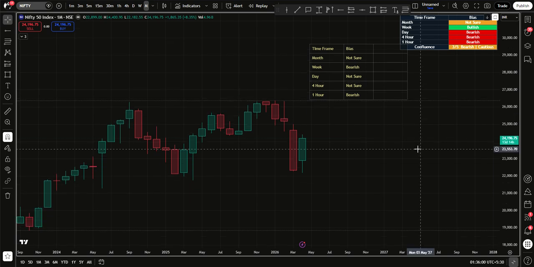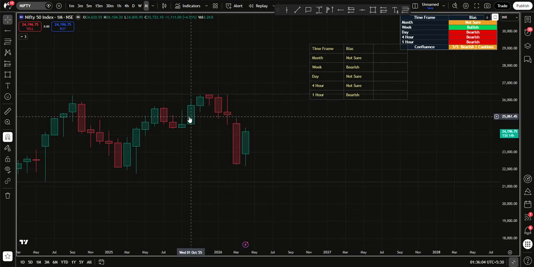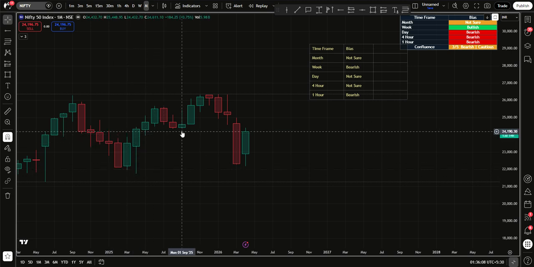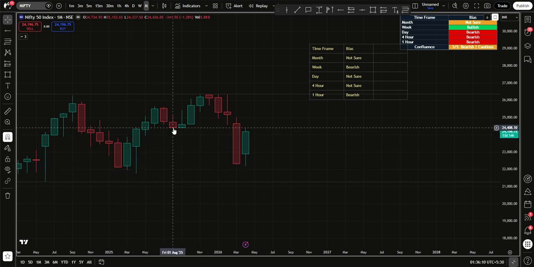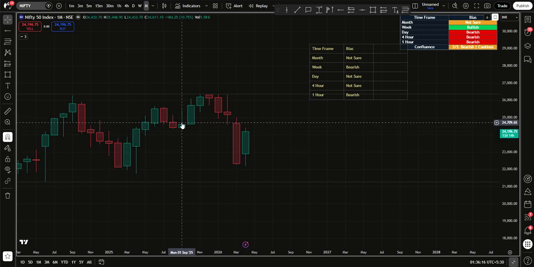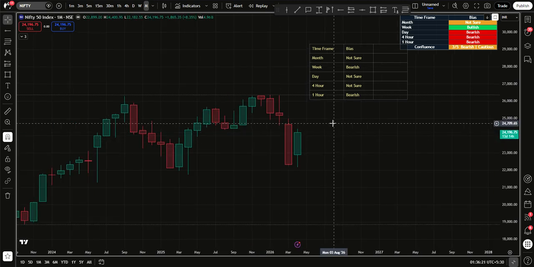So on a monthly time frame, the bias is not sure. Why is it not sure? Because Nifty had been creating higher lows for the last few months, but then this candle, the March candle, invalidated this low, and that's the reason I do not have a bias on Nifty now.